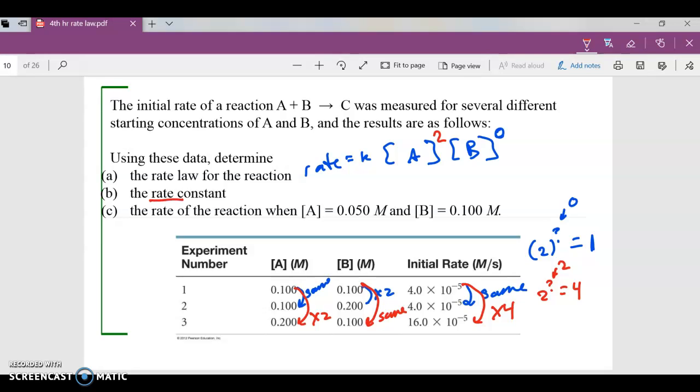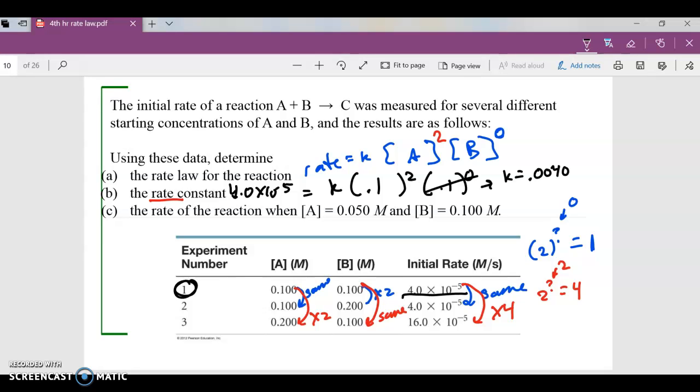Now I want to find the rate constant. That's the K value. So I can pick any lane that I want. I'll take lane 1 because why not? 4.0 times 10 to the negative 5 equals K, that's what I want to solve. My A is 0.1, so 0.1 squared, times my B, which is 0.1 to the 0, which is really 1, so I don't really need it. In the end, I'm going to solve for K, and I get it to be 0.0040.